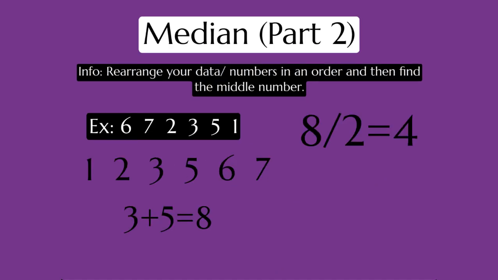Now you may also be asking yourself what happens if we have 2 numbers in the middle. Well, in this case, we have to find the mean of those 2 numbers. In this example, we have a median of 5 and 3. So like we did a few minutes ago, we add 5 and 3 to get a sum of 8, and then we divide by 2, which gives us 4.